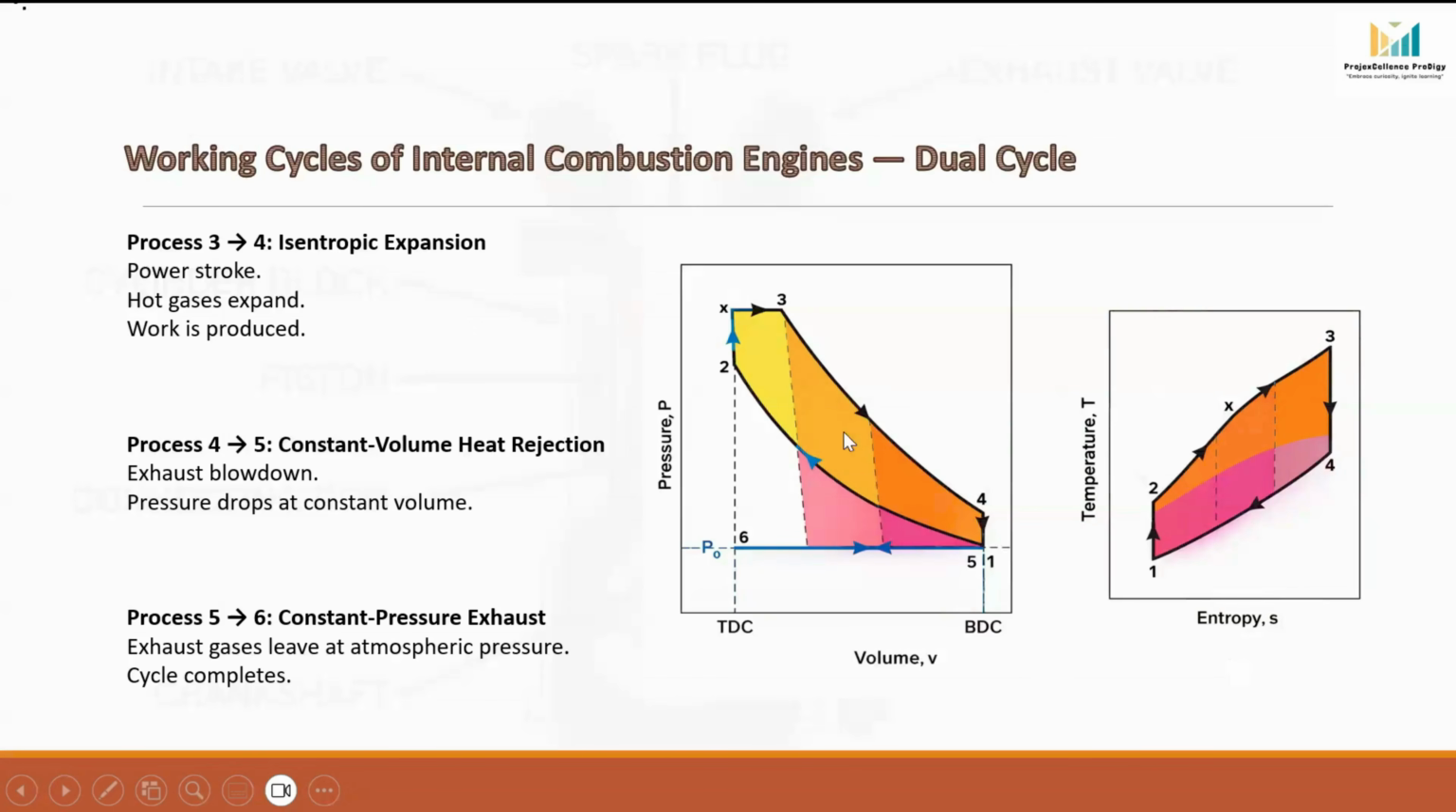Now, from 3 to 4, we have isentropic expansion. This is a vertical line downward, which means entropy remains constant while temperature decreases. This represents the power stroke. And finally, from 4 to 5, heat is rejected. And here on the TS diagram, the curve moves downward and to the left. Entropy decreases and temperature also decreases.